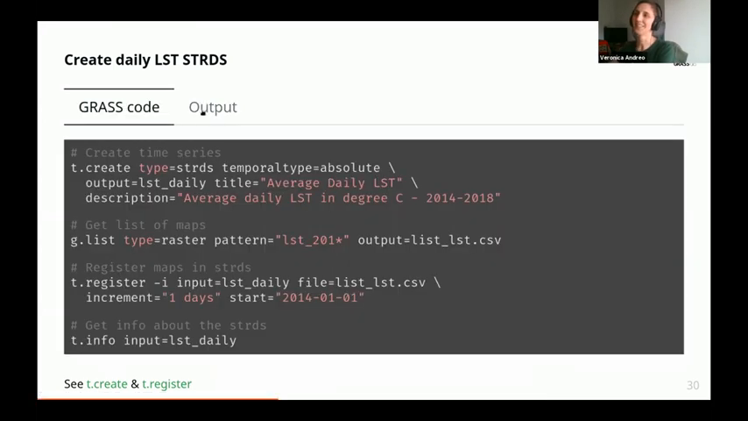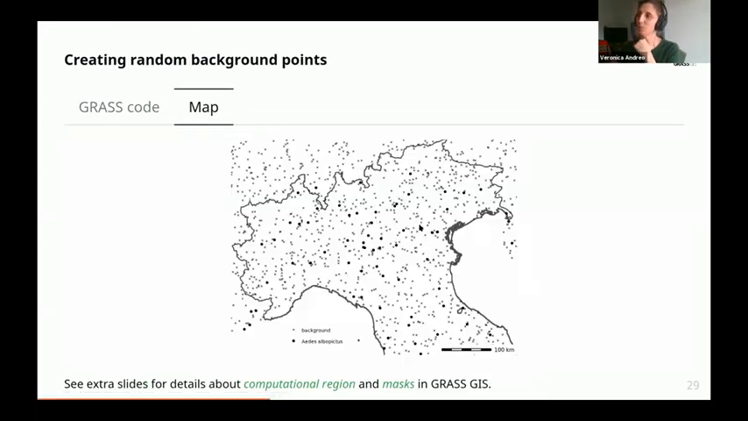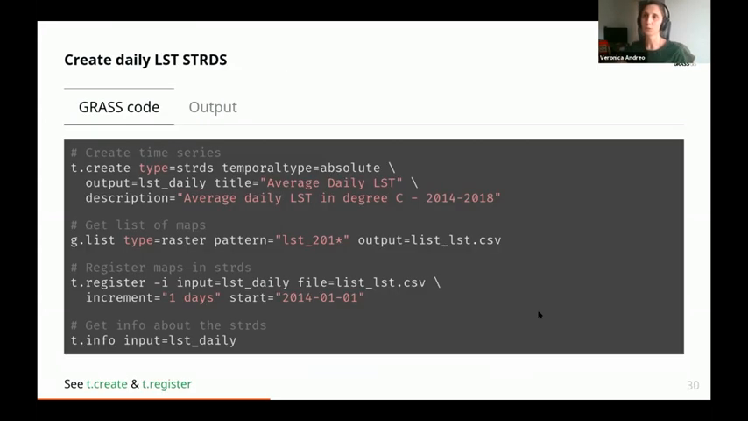Okay, wait. Yeah, here. So basically what we have now is this. The presence points are the rounds and the crosses are the background points. We created 1,000, okay? So now we have all the points part ready. Now we move to the time series part, okay?